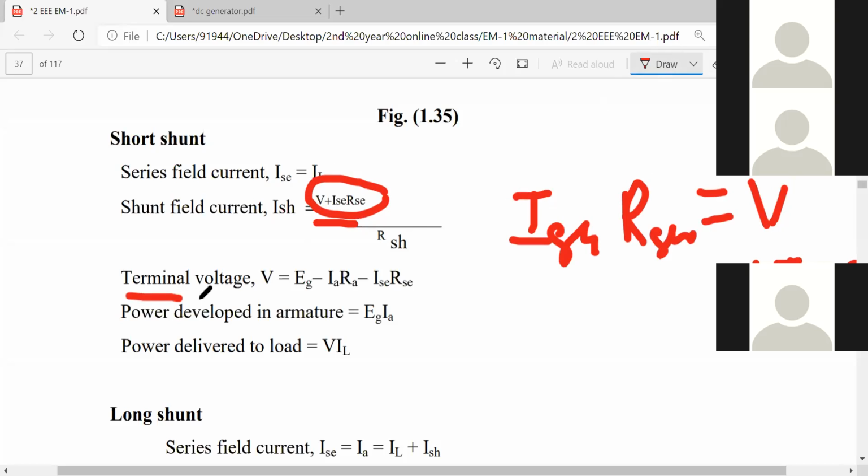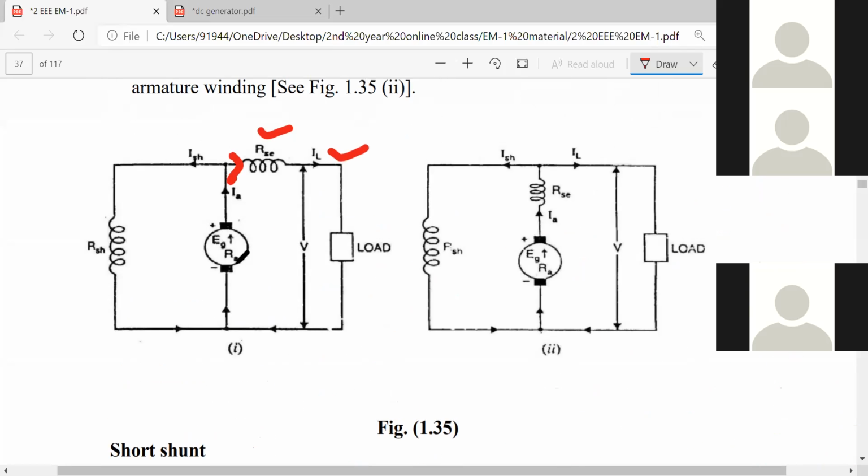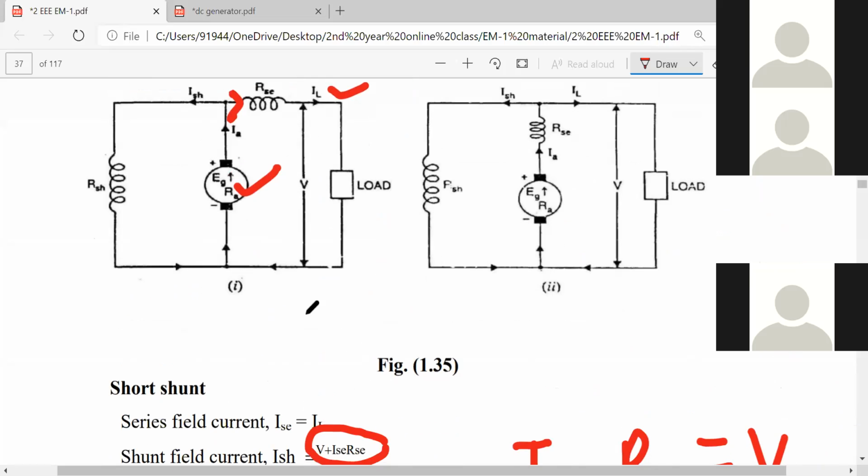ముందు ఈక్వేషన్ చూడండి. ఫస్ట్ generated EMF ఈక్వేషన్ చూద్దాం. దీన్ని ఎలా రాస్తాం? ఫస్ట్ వోల్టేజ్ ఎక్కడ జనరేట్ అవుతుంది? ఇక్కడ జనరేట్ అవుతుంది. జనరేటెడ్ వోల్టేజ్ Eg equal to, for the circuit, some voltage is drop across the armature itself. First voltage drop across the armature.